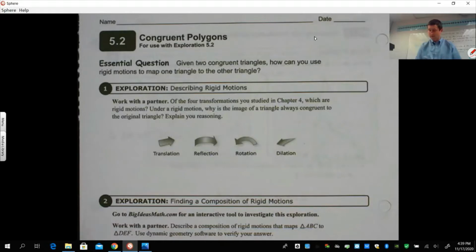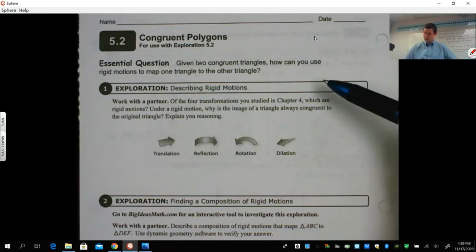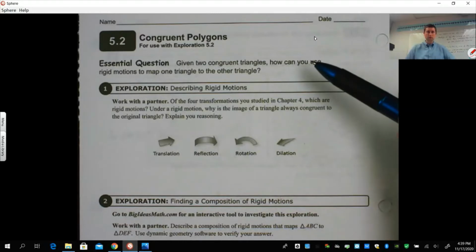Hello, geometry. 5.2, congruent polygons. We're going to go from the triangles to the polygons here. The essential question: we're given two congruent triangles or other shapes. How can you use rigid motions to map one triangle to the other triangle?